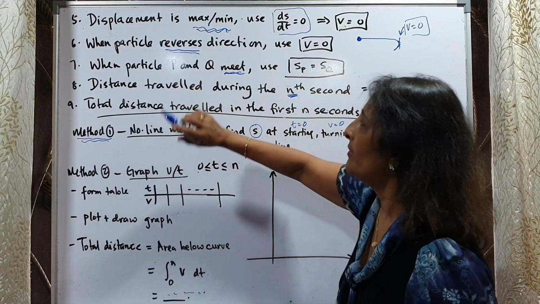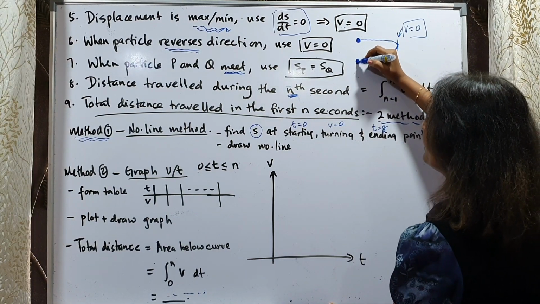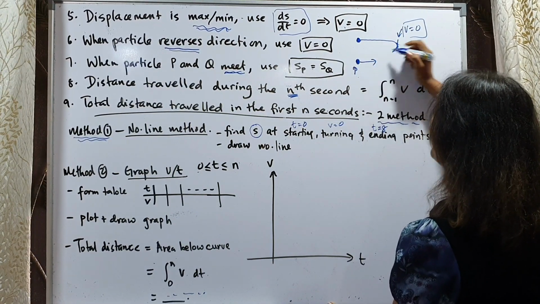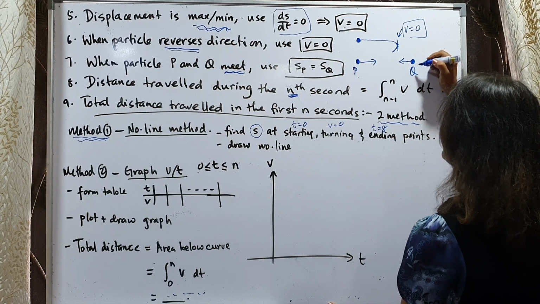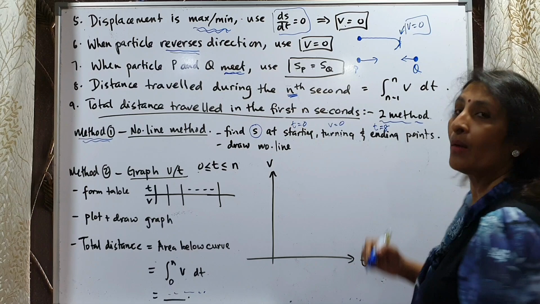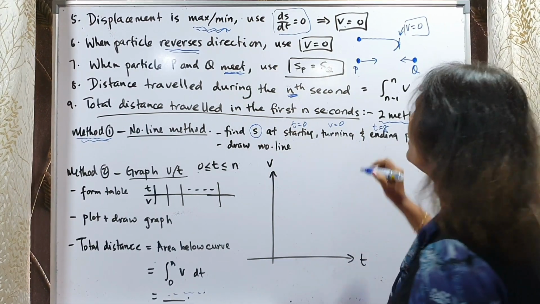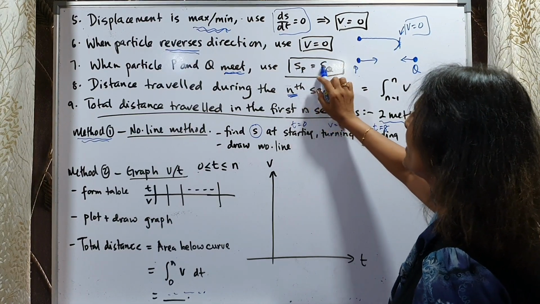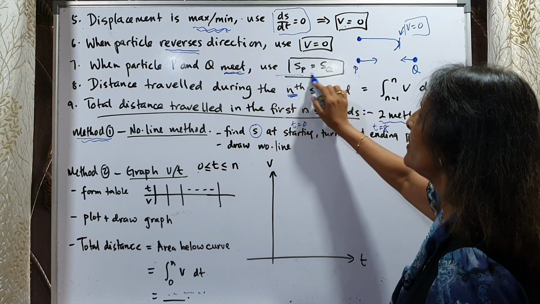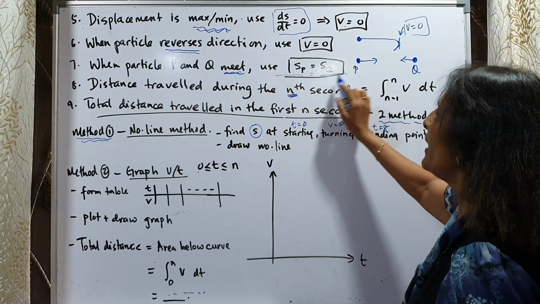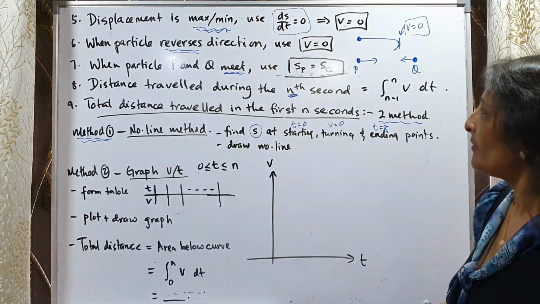Number 7. When particles P and Q meet. Now this is the case where you have two particles. Let's say particle P is moving like this and particle Q is moving like this, and they will meet somewhere. You want to find what time they meet. So you can use SP equals SQ. That means the displacement equation for P equals the displacement equation of Q, and then you solve this and find t.